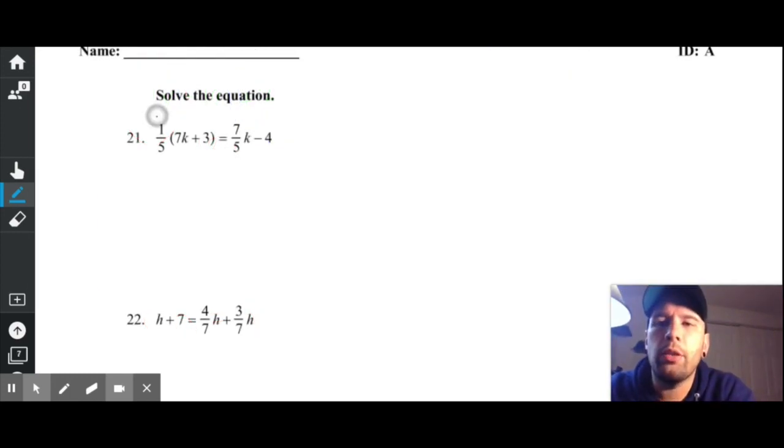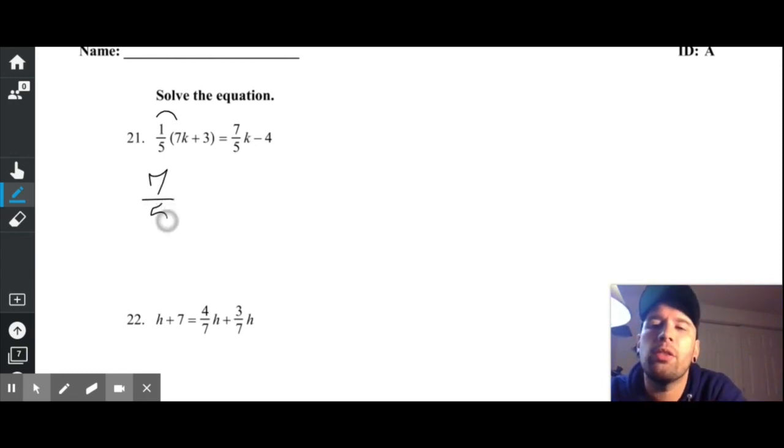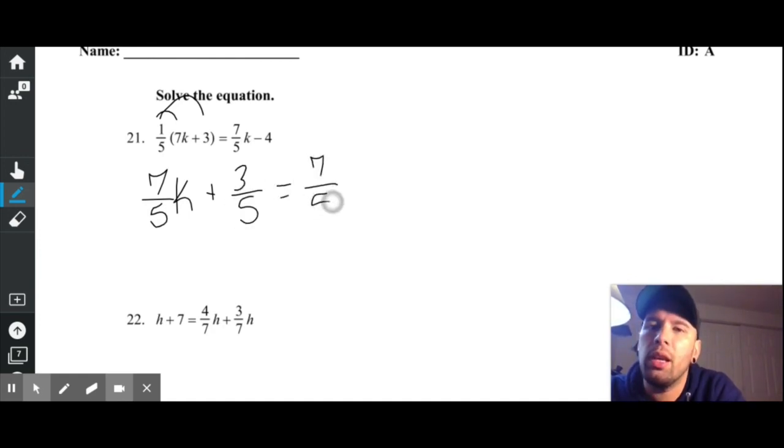All right, we've got distributive property right off the bat. 1/5 of 7k is 7/5 k. Just multiply straight across the top. Keep the bottom as is. 1/5 of 3 is 3/5 k equal 7/5 k minus 4.